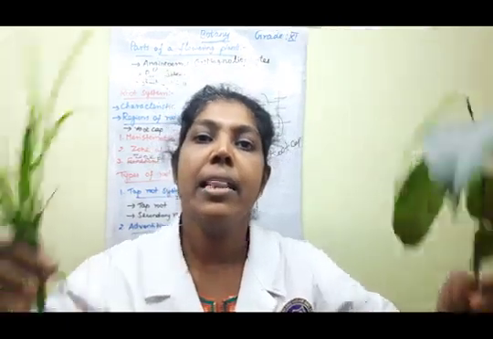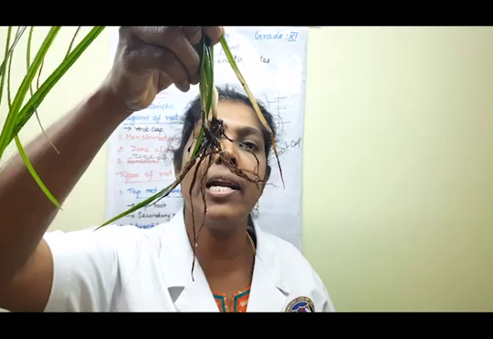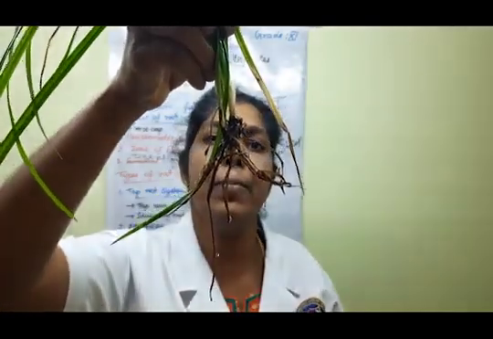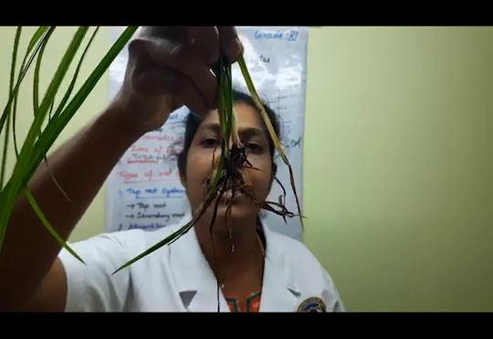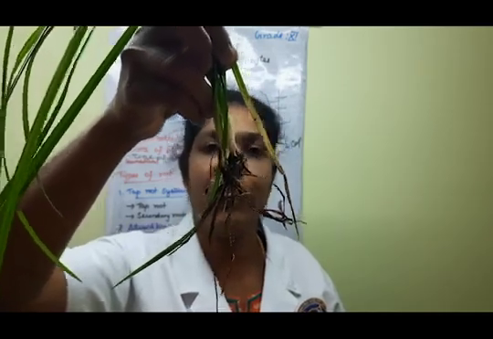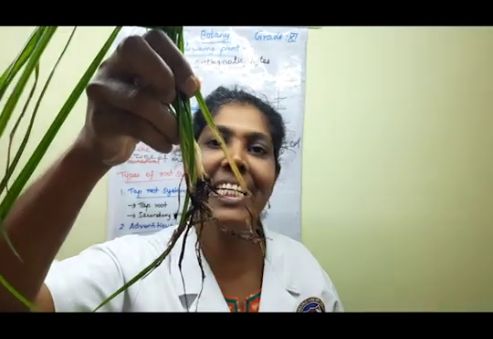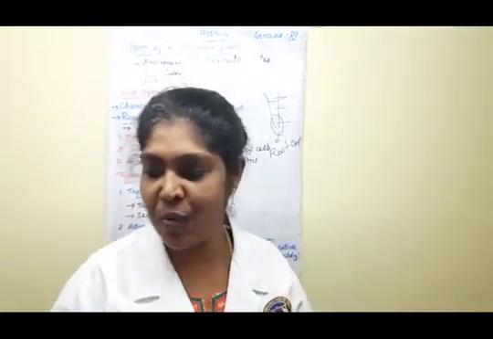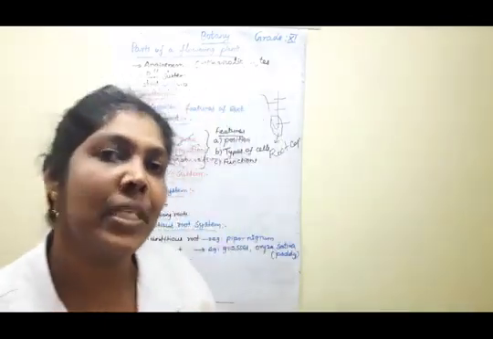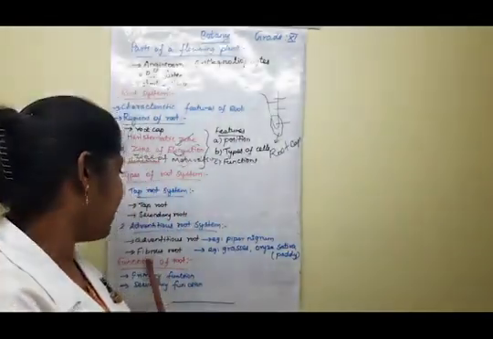Clear, children? So this is the monocotyledon plant. Here we learn about two types of root system: one is adventitious roots and the other is fibrous root system. Clear, children? Yes. Very good, children. Next, finally, we look at the functions of roots.